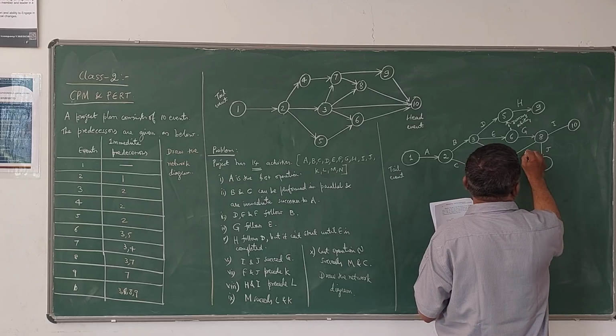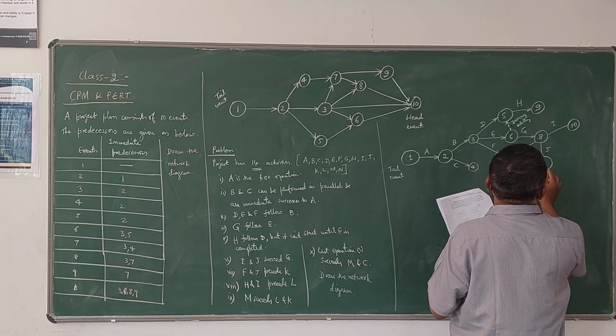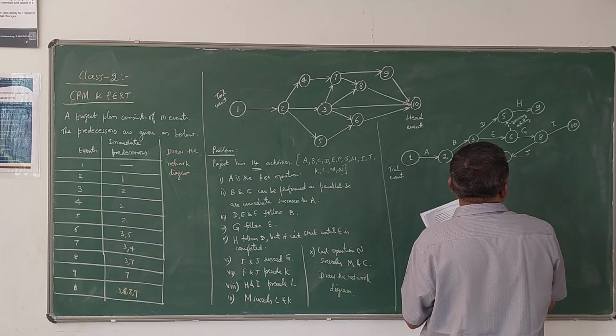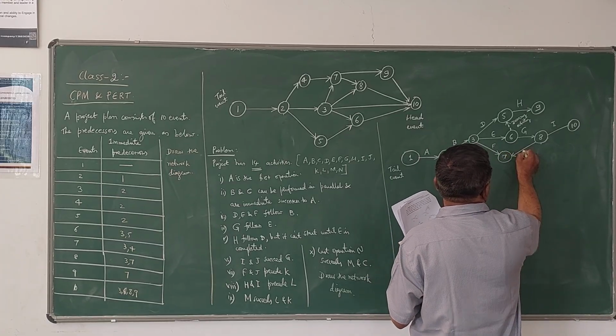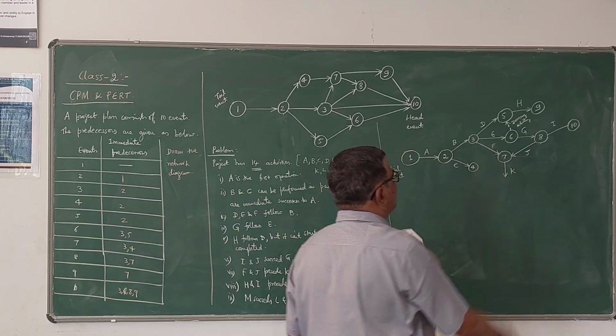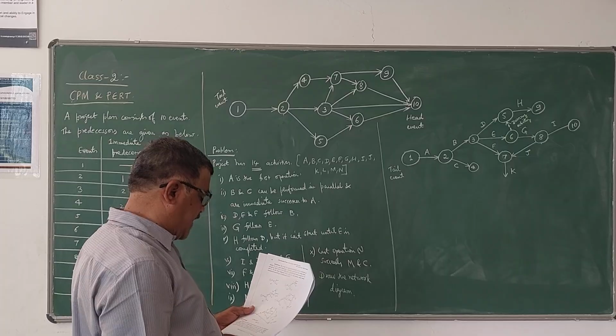This is your J. This is 7 of this F. J precedes K and K. Like this, correct. K is over.